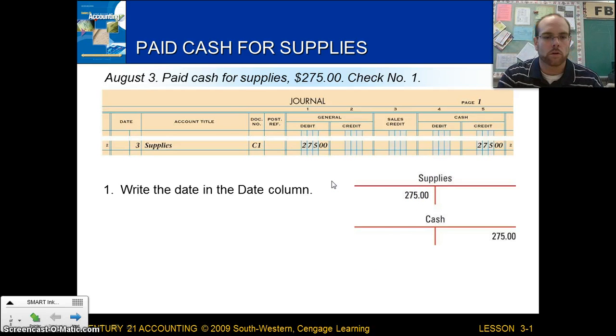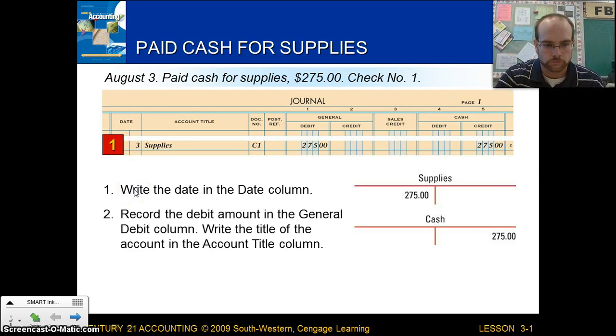So now we go further. Now we want to write the date in the date column. So this happened on August 3rd. We didn't write the month in that particular one because we already did previously, and we just have to write the numbers down underneath it into the journal. The second step is to record the debit amount in the general debit column, and then write the title of the account in the account title column, because we want to record our debits first.